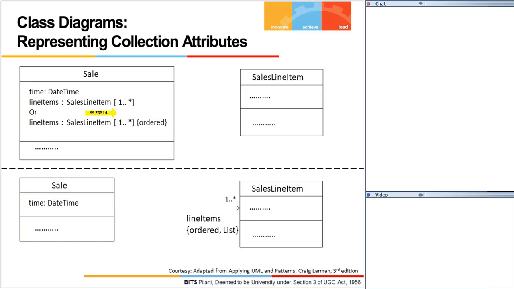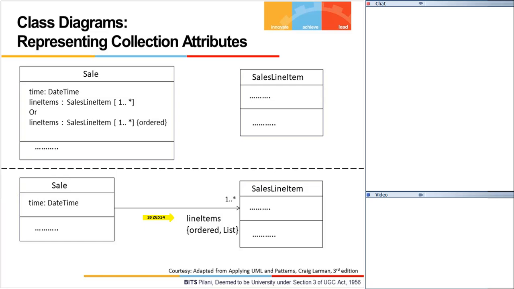Moreover, this is another example of the property string. If this line item collection is an ordered collection, then you can even use the property string ordered to specify here that this would be an ordered collection, right? So either this way or this way you can represent the attributes. The alternate notation, so this was based on the attribute text notation, the attribute association line notation. If you represent it using the attribute association line notation, then this would be the way you represent it.